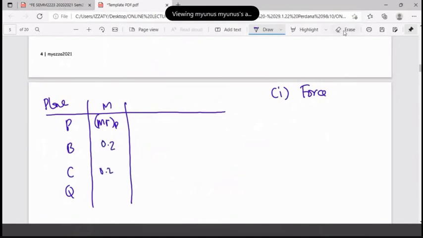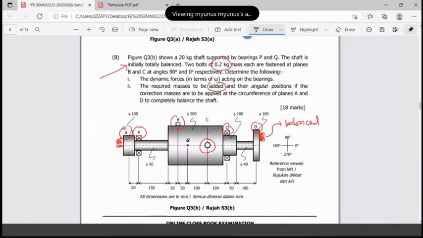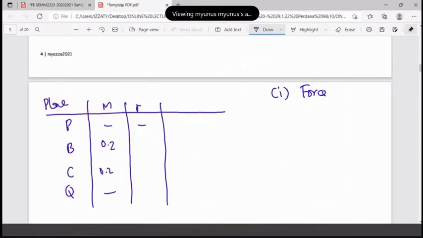Sorry, this one is not correct. It's supposed to be no mass concern. Then you have arm, the radius. What will be the radius? Pick up the radius. Radius 200 becomes 0.1. This one is also the same, 200, 0.1. Don't have concern about the units.